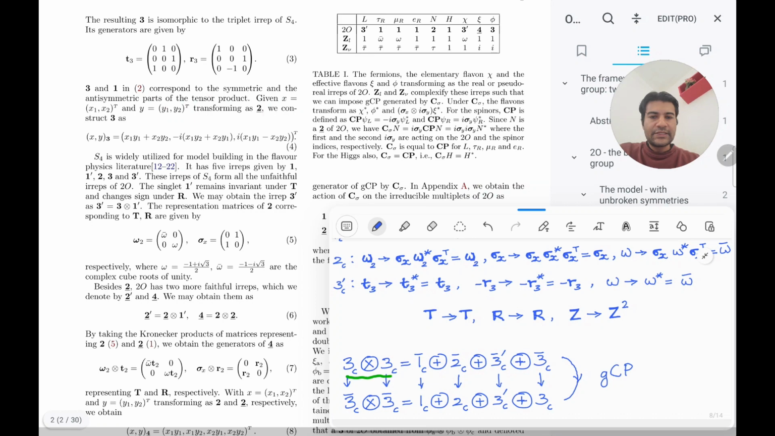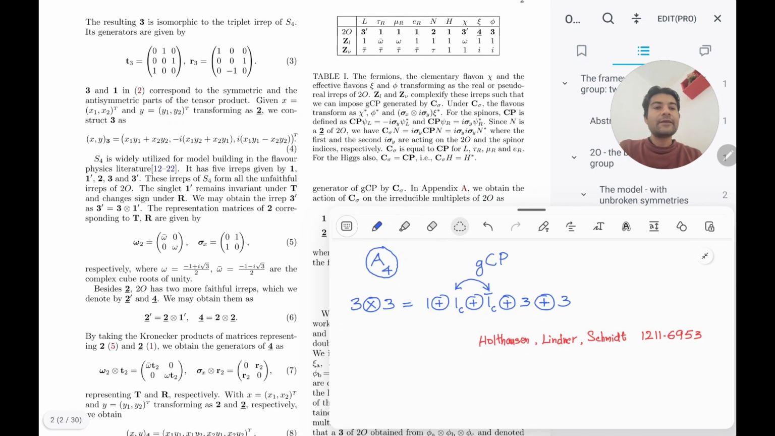And finally, I show you how the generalized CP affects the tensor product expansion. So this is the original tensor product expansion that we discussed. When we do the generalized CP, these irreps transform. So 3C becomes 3C bar. Similarly, 1C bar becomes 1C, 2C bar becomes 2C, and so on. So this is an important point. When we define generalized CP in a non-trivial way using an outer automorphism, always some of the irreducible representations change nature. In this case, the complex irreps change to their conjugate irreps.